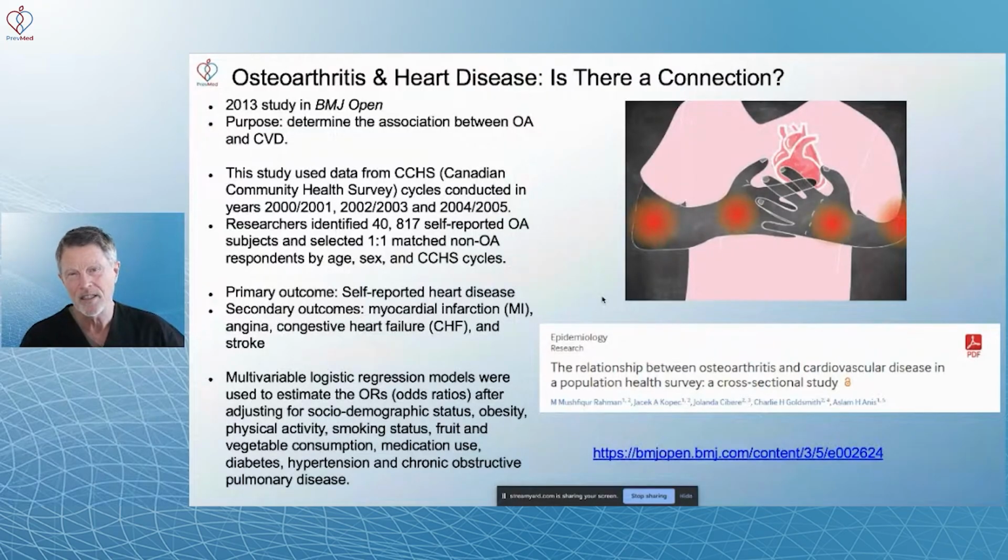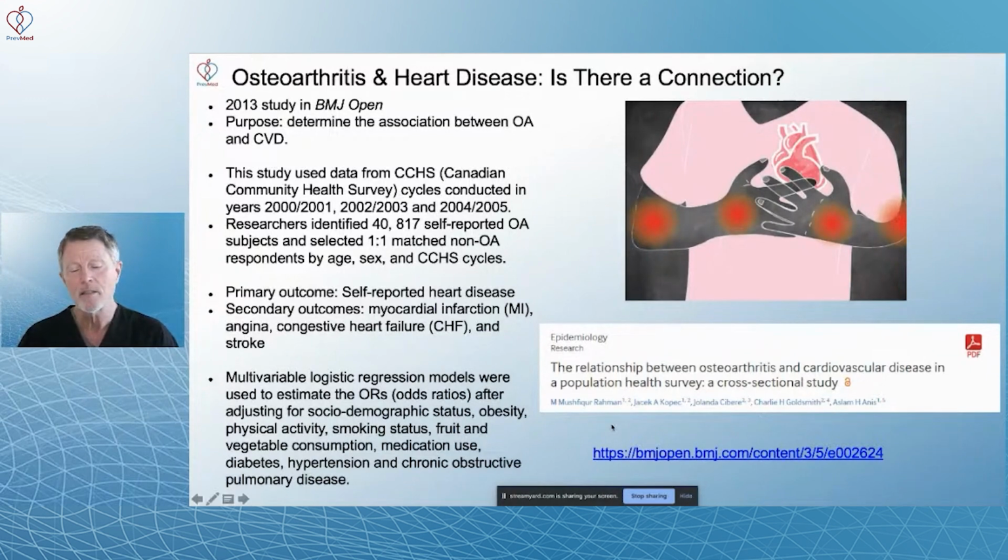By the way, if you adjust for age, then it's been adjusted out, and it cannot be one of the reasons when you find a difference. If you find more heart attack in the osteo group, and you've adjusted for age, then it's not age that's causing that problem. The primary outcome they were looking at is self-reported heart disease. Secondary outcomes were heart attack, myocardial infarction, angina, heart failure, and stroke.